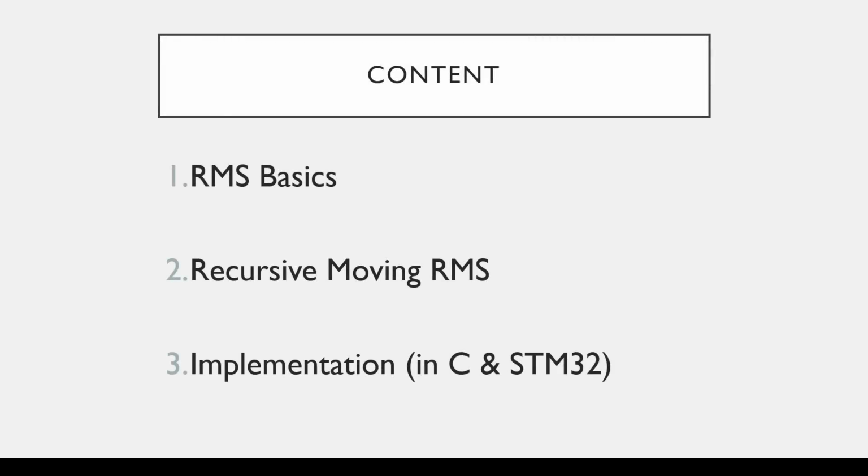To start off with, we'll look at RMS basics, why we might need and use an RMS or root mean square. Then we'll move on to the recursive version and also look at a moving RMS, which is a variation on the traditional RMS, so to speak. And lastly, we'll see how we can implement that derivation in code in C and have that running in real time on an STM32 based embedded system.